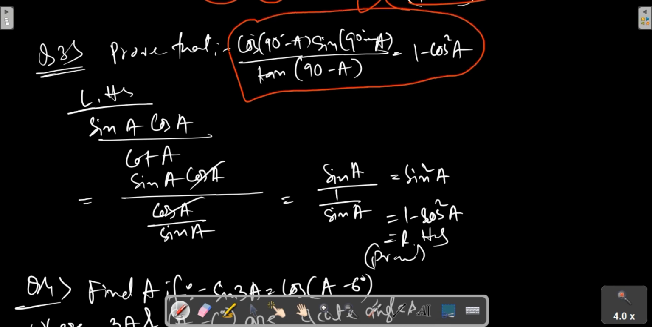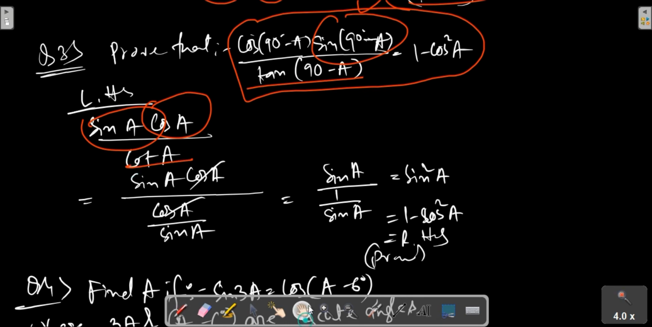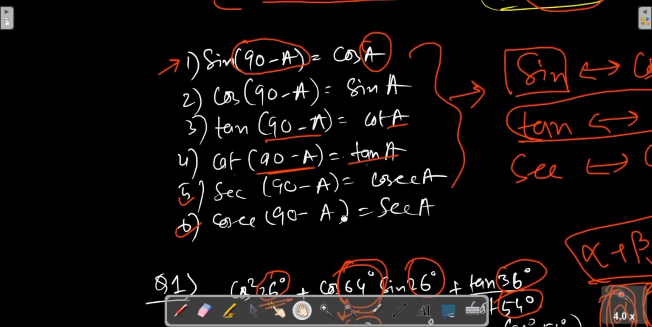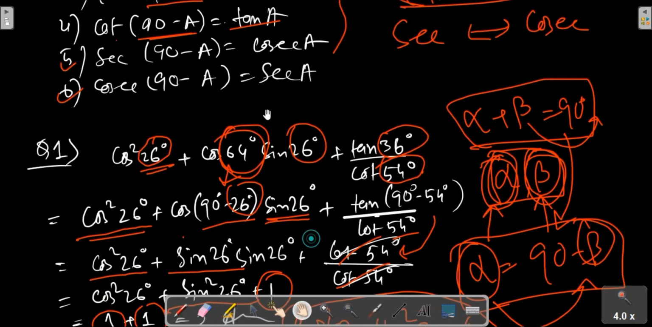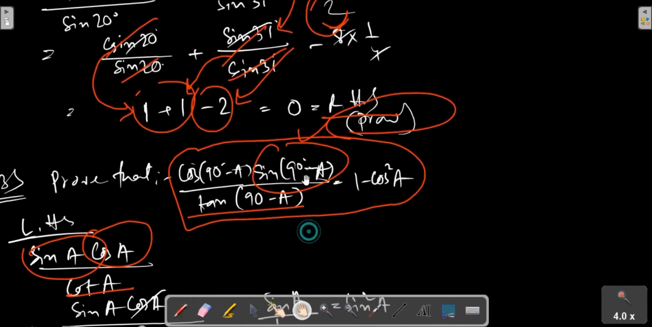So here students, you see the LHS part is already ready, like cos 90 minus a, it's already in formula. Cos 90 minus a, we will write sin a. Here it's sin 90 minus a, we will write cos a, and here tan 90 minus a, we will write cot a, right? They are all formulas. We have already understood these formulas, that there are 6 formulas. So by applying those formulas, we can get this line.